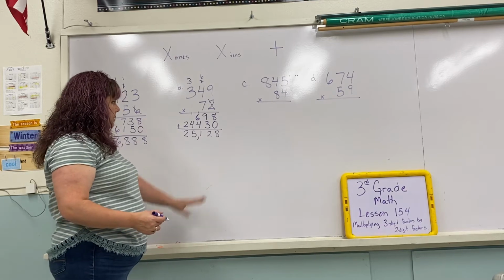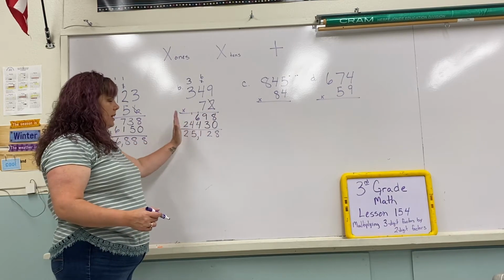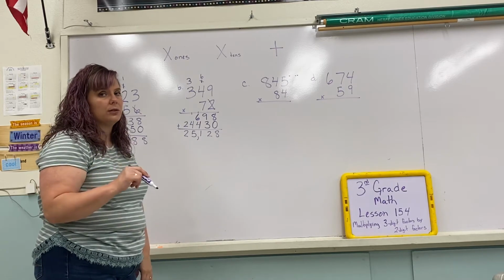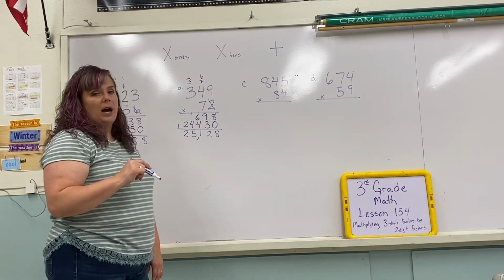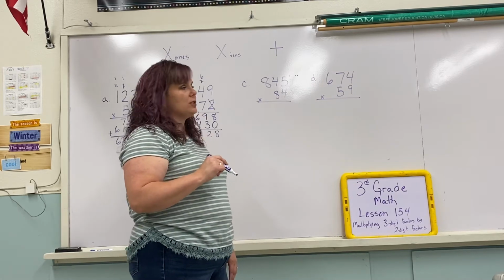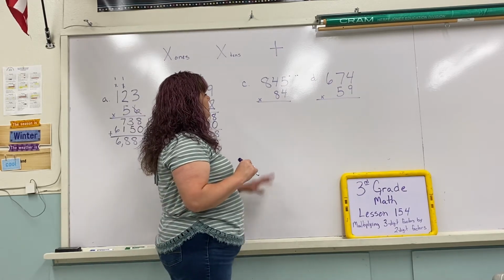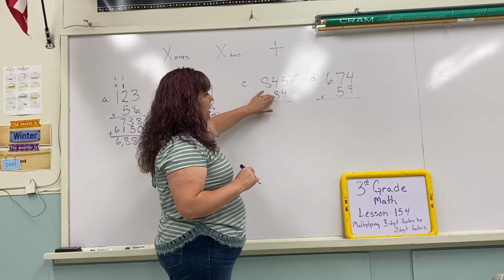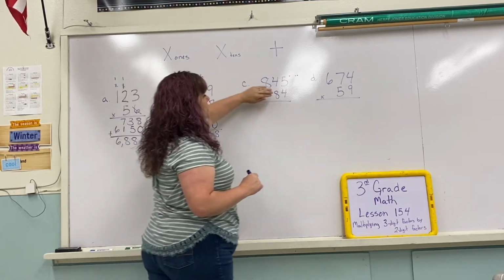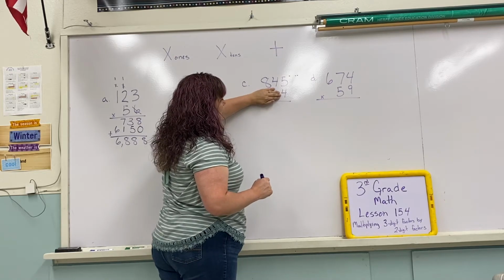25,128. See how my rows are nice and neat? Did you keep your rows nice and neat? That's incredibly important. Okay, pause me if you need to finish B, and then unpause me when you're ready to start C. Okay, we have 845 times 84. We're going to start with our ones. We're going to pretend like our tens aren't there.